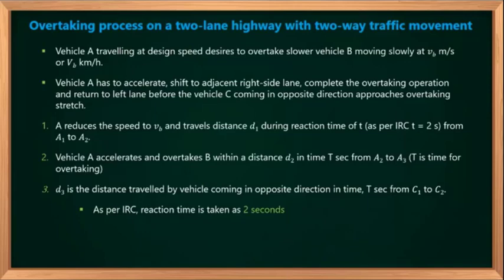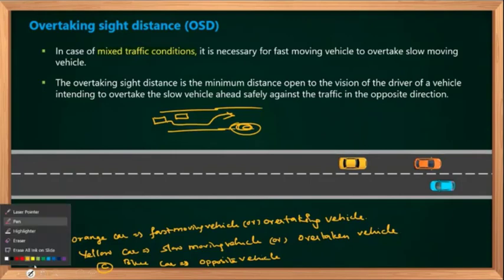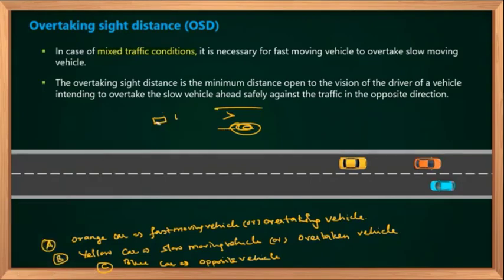See here. So what is happening? Overtaking process on a two lane with two-way traffic movement, when C is also coming. When there is only a single lane, what will happen? One car is going. This opposite car, you will not consider anything about it. So this fellow will come here, he will overtake, and he will go like this. You will not consider anything about C in a single lane, one-way traffic.